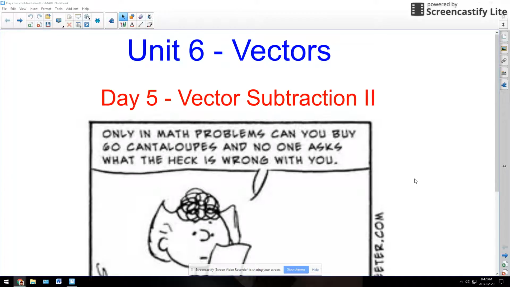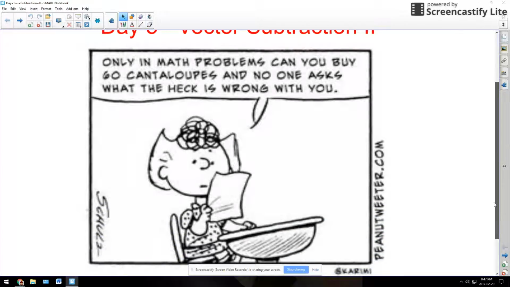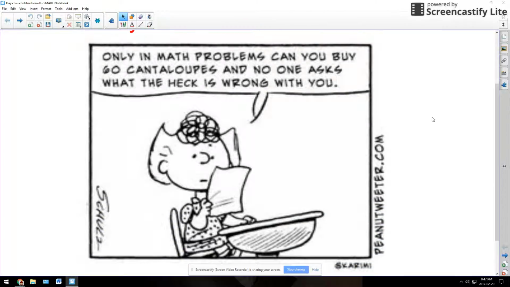Welcome to day 5 of the vectors unit. We're on to vector subtraction number 2 today. I'll just give you a second to look at that and get yourselves ready.